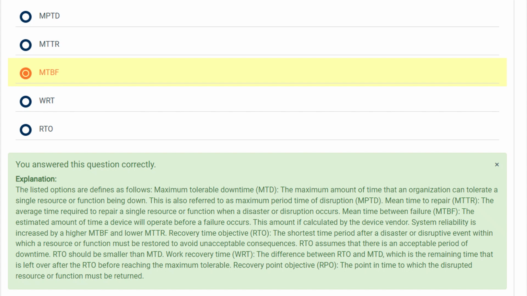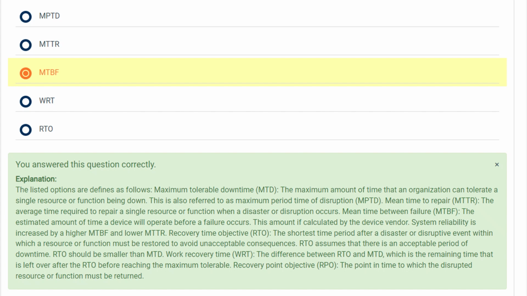Recovery time objective, or RTO, is the shortest time period after a disaster or disruptive event within which a resource or function must be restored to avoid unacceptable consequences. RTO assumes that there is an acceptable period of downtime. RTO should be smaller than MTD.